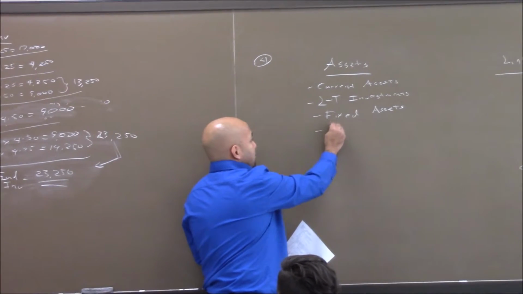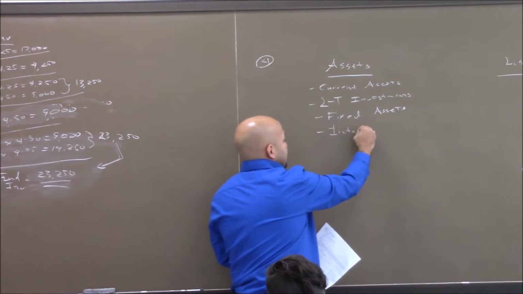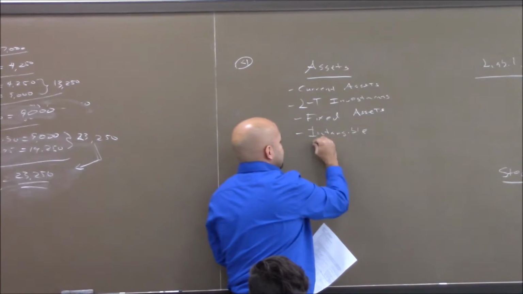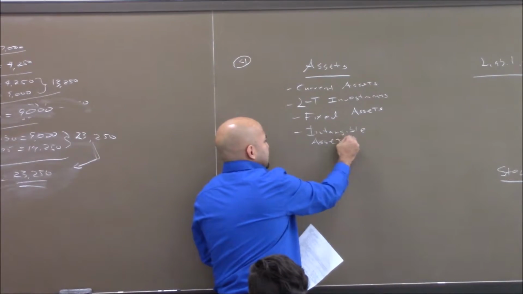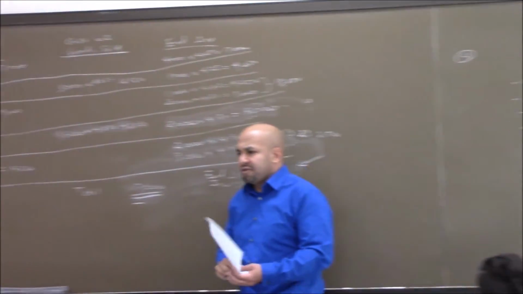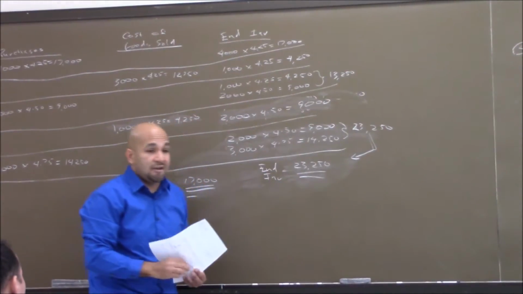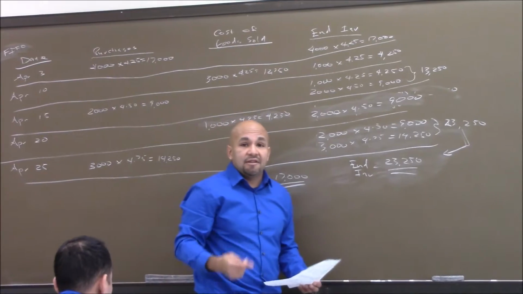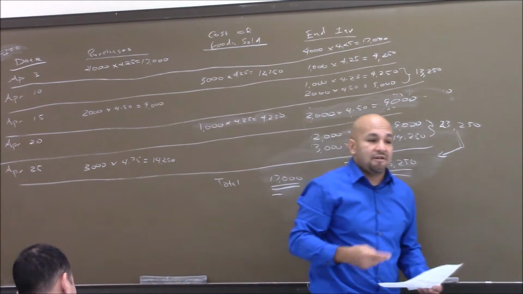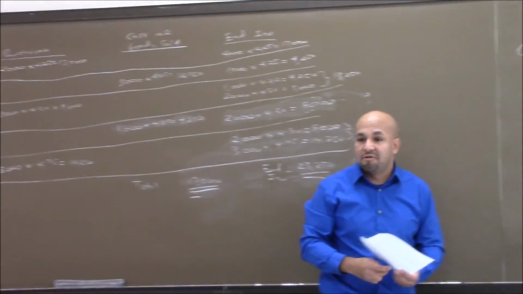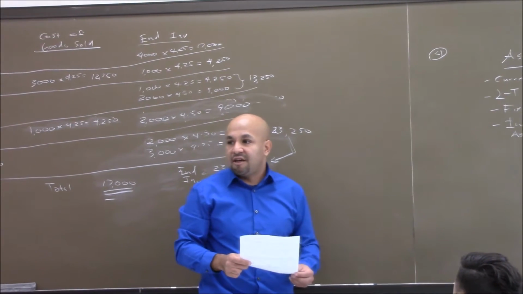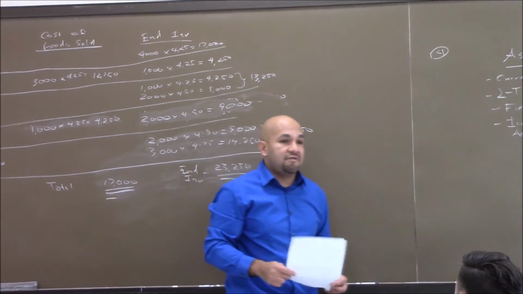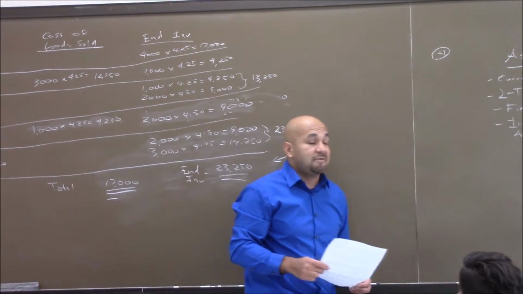The last category, intangible assets. These assets do not have a physical substance, but we know they're there. That includes patents, copyrights, trademarks, trade names, goodwill. All those are intangible assets. You don't see it. It doesn't have a physical substance, but you know they're there.